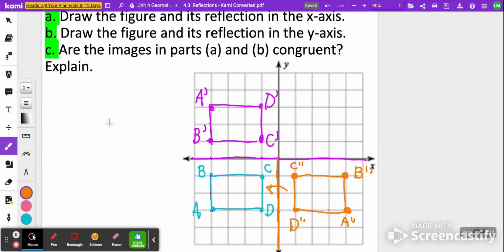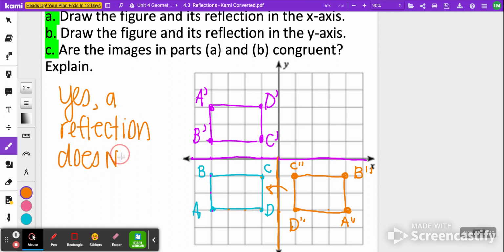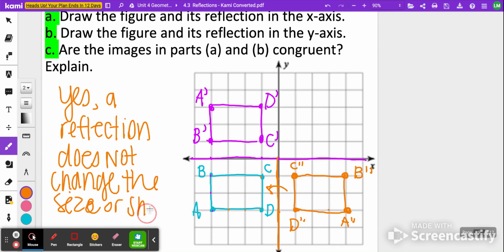Are the images in part A and B congruent? Yes. A reflection does not change the size or shape.